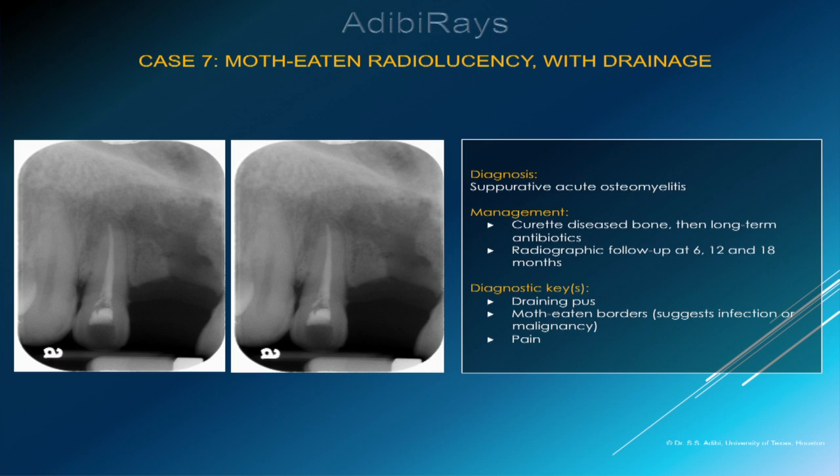Suppurative acute osteomyelitis is the right diagnosis for this patient. This patient may need long-term antibiotic coverage after curettage of the involved bone. Radiographic examination and follow-up at 6, 12, and 18 months is necessary for this condition. Key diagnostic features are the draining pus, the moth-eaten border of the lesion, and pain.